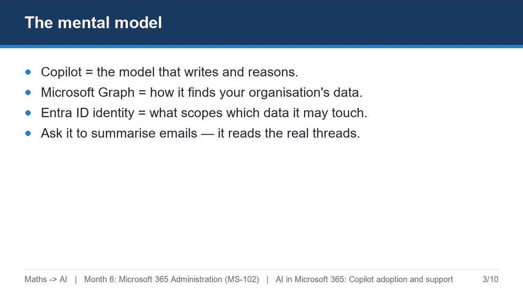Here's the mental model to carry into the exam and the job. Copilot is the model, the part that reasons and writes. Microsoft Graph is the layer that lets it find your data. And the user's Entra ID identity is what decides what data it's allowed to touch. So if you ask Copilot to summarize last week's project emails and draft a status update, it reads the actual threads that user can already see, and writes the draft from them.